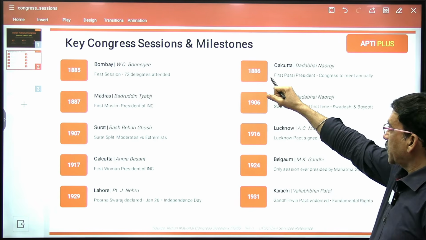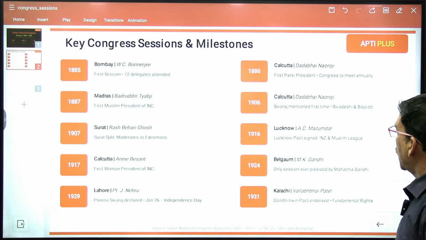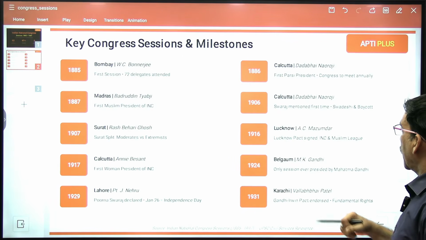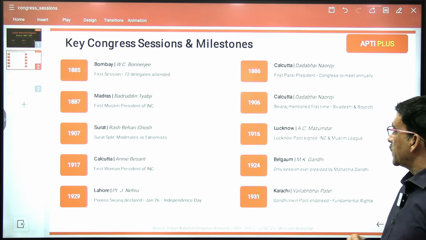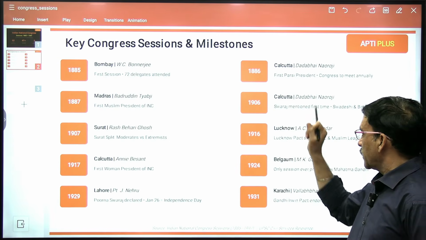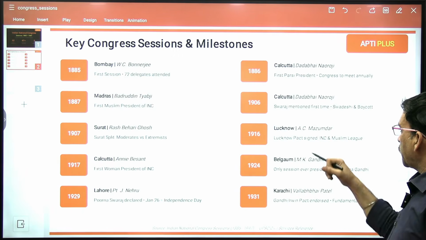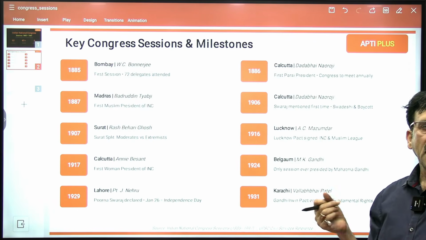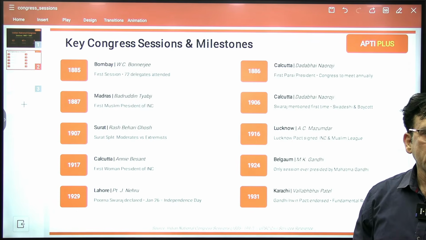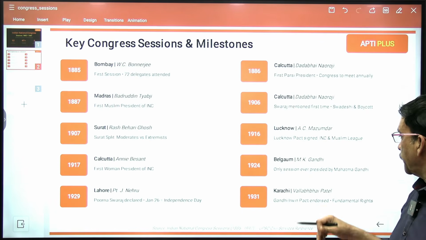Next, 1886, second session of Congress, where Dadabhai Naoroji presided. He is the first Parsi president. Again, 1906 he presided. But here first time, you find Congress passed four historic resolutions. Then we have Lucknow session, Ambika Charan Majumdar. Here Lucknow Pact got signed, where Congress and League together came on the same platform, and Congress accepted separate electorate, and simultaneously League accepted that the goal of Congress will be the goal of League.